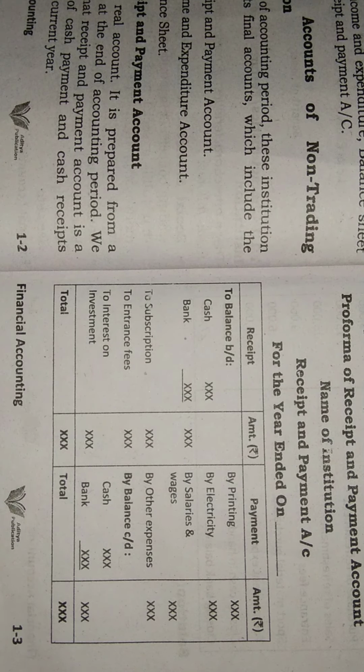After that, what we receive in cash, such as subscription, entrance fee, and interest on investment. This is receipts. After that, payments, what we pay for printing, electricity, salary and wages, and other expenses. At the end, what is left as cash or bank balance is carried down. This is the format of the receipt and payment account, which is completed here.